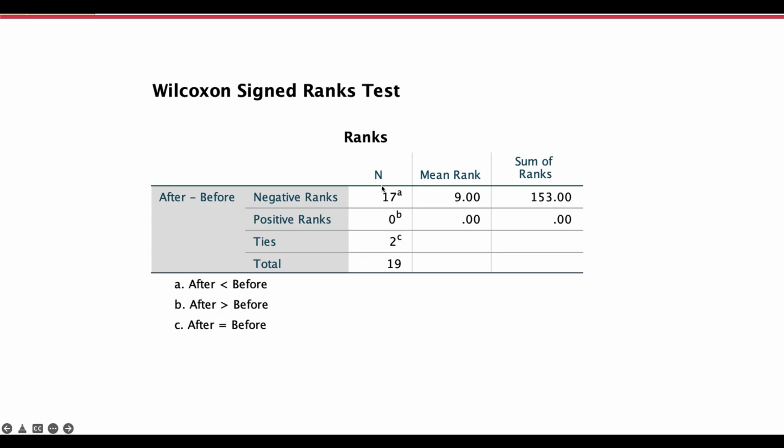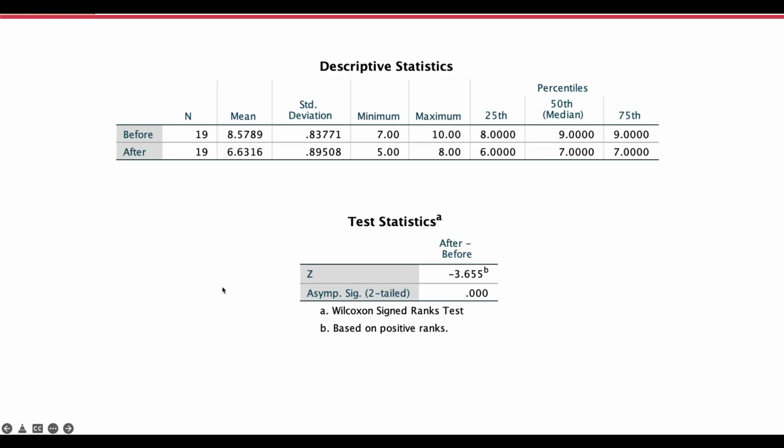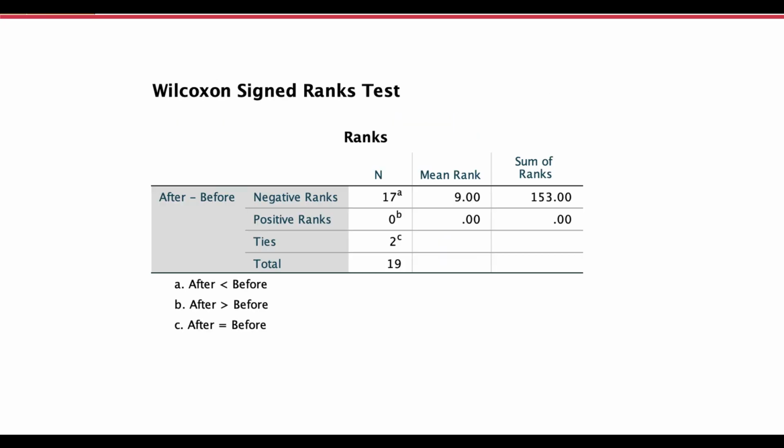17 out of 19 patients were those who said that after the treatment, their pain scores are on the lower side. It means the treatment was effective in almost all of the cases. 19 were total, 17 said the pain has reduced. And there were two ties, meaning two of the patients said that they were not able to feel any difference, but nobody said that their pain level has increased after the treatment. So this treatment is effective.